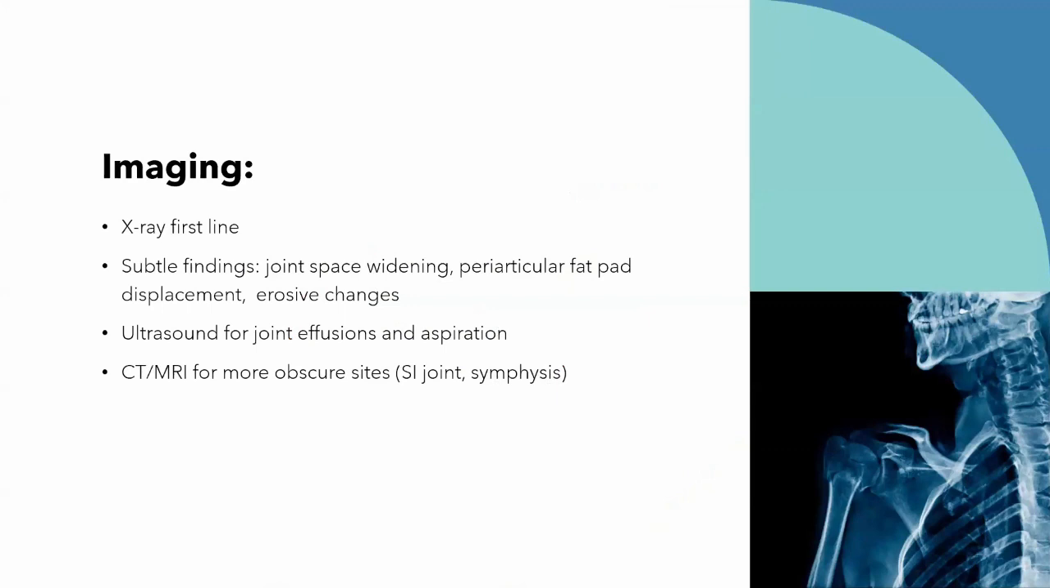And now that you've started working up your patient, we have to talk about imaging. An X-ray is always going to be our first line. But you're not going to see the pus in the joint. You're going to see subtle, probably secondary findings, joint space widening, erosive changes. And who am I as an EM reg if I don't bring ultrasound into the discussion? This is going to help you look for joint effusions and also guide your aspiration. Bearing in mind that you may require more advanced imaging to look at more difficult to access sites.